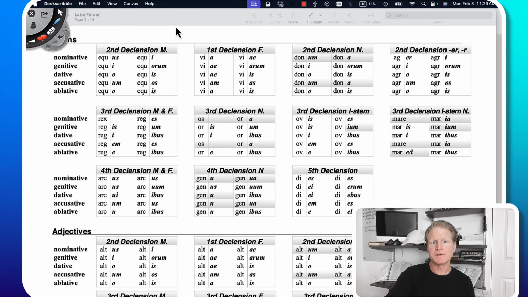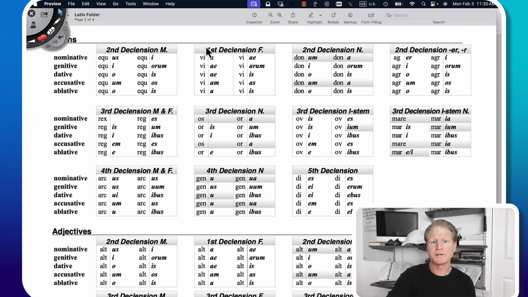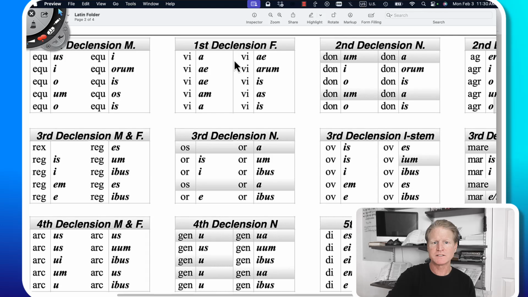What Mr. Henle means is that we are going to go to this box right here. You can ignore all the other charts you're looking at in front of you. We'll learn them as we go. This is called the first declension. And that F stands for feminine because this is a feminine word. And all the words that we're going to look at today are going to act like this word here, via.